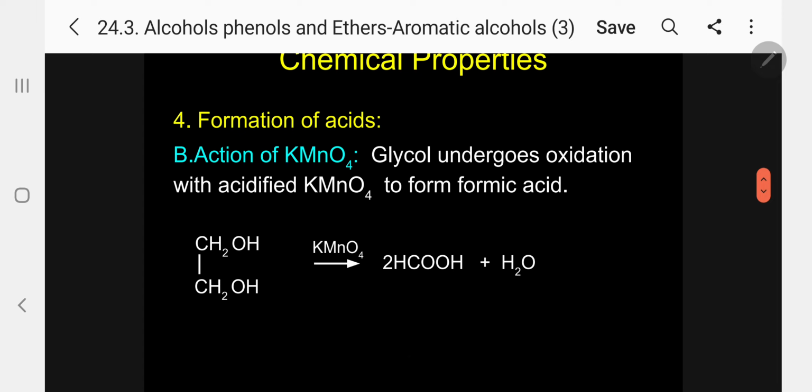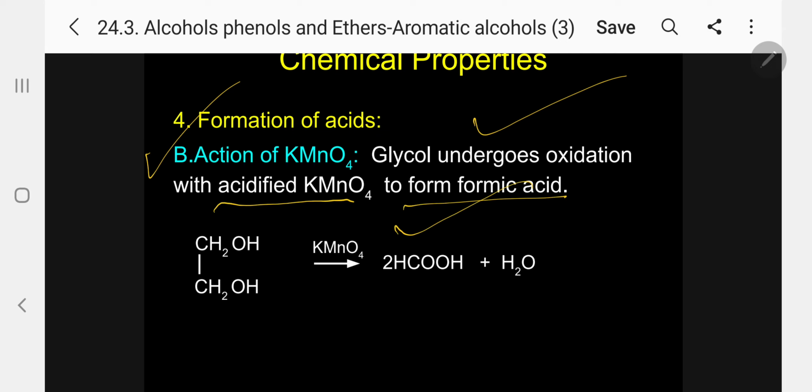Now, action of potassium permanganate. This is a specific reagent, a strong oxidizing agent. Glycol undergoes oxidation with acidified potassium permanganate to form formic acid. Kindly follow. It breaks this bond, forming 2 moles of formic acid and water. Whereas nitric acid, we have seen already, does not break the bond between carbons, but only oxidizes the alcoholic group, converting it into acid, oxalic acid. See the difference between the oxidizing action of nitric acid and potassium permanganate.